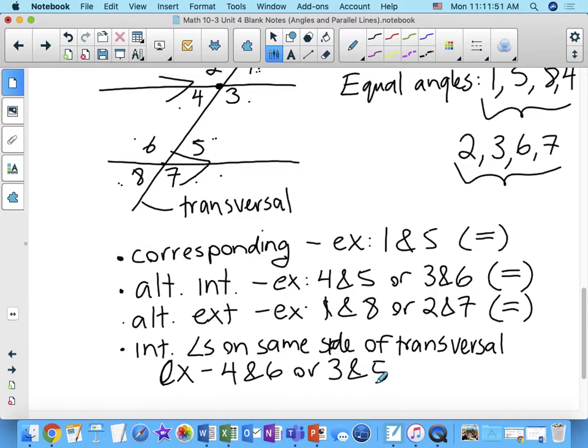Okay, now are those ones equal? Are 4 and 6 equal? No. Okay, so what do we know about those two then, if they're not equal? What do we know about them? Yes, they add to 180. Okay, we got a couple more, and then we're done.